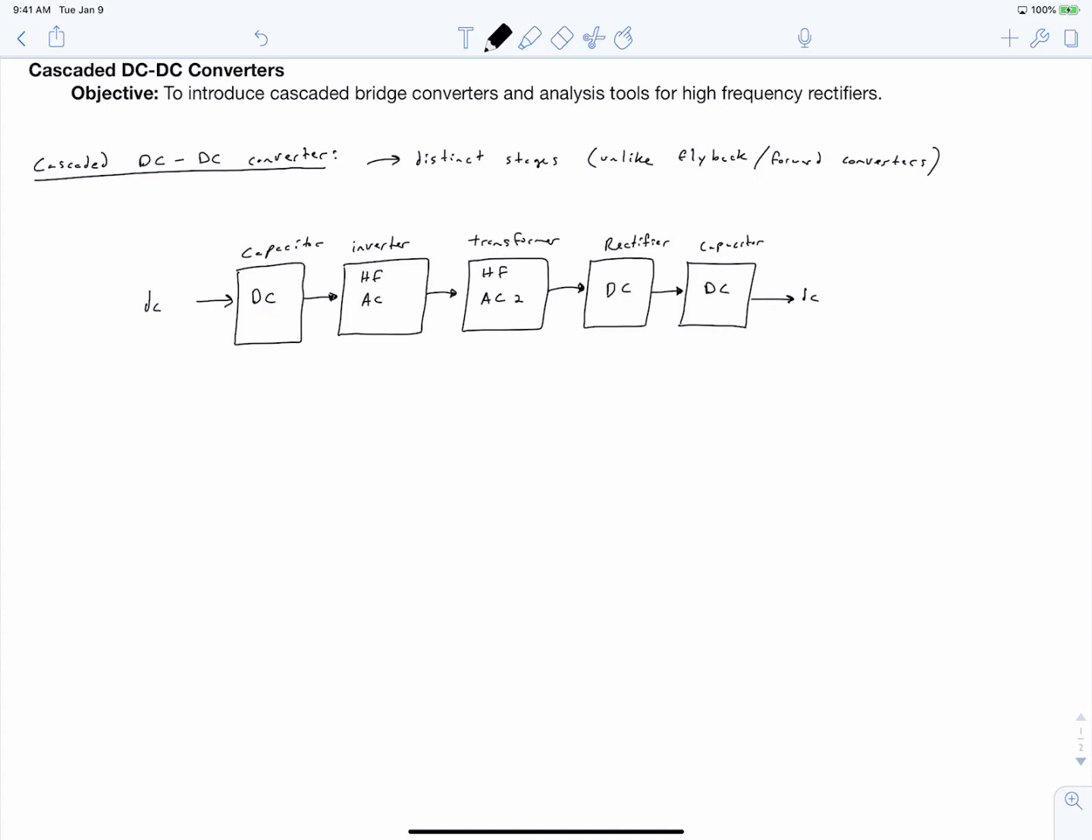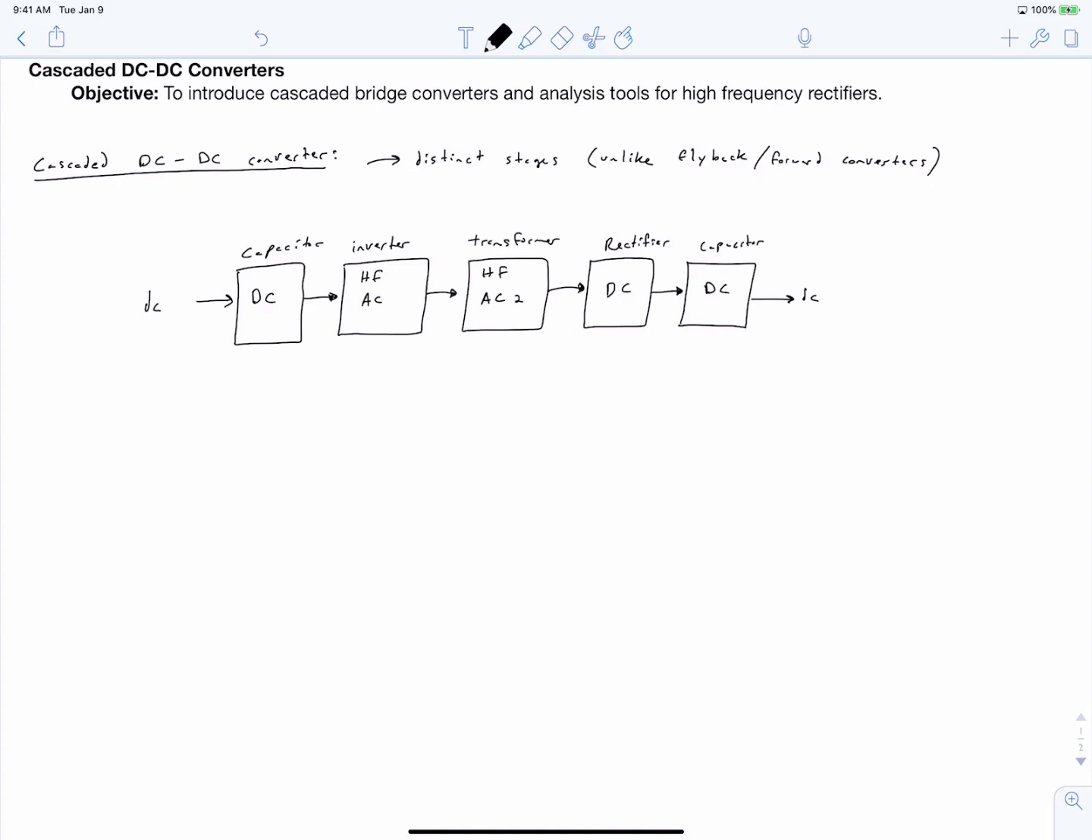structure that I've shown below in block diagrams. In this structure, every step of the energy conversion process takes place in a distinct stage. You can see on the left side we start with a DC voltage. This might be a rectified DC voltage from the wall. It might be the DC voltage of an electric vehicle battery. But the point is that it's DC and it comes from somewhere.